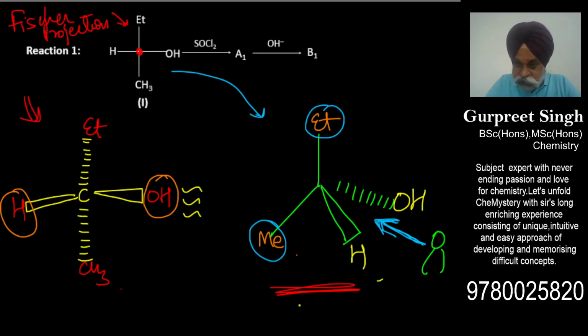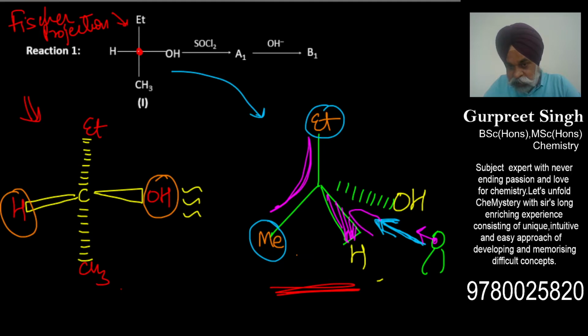Now let me do it in the reverse way. If you have this sort of a structure, how do you see it? You have to place your body, or your eye, in the center, between the group which is coming outward and the group which is going inward, and see it this way, so that this line becomes a vertical line and this becomes a horizontal line. This is the best way to see the 3D molecule, or to convert 3D into Fischer or Fischer into 3D. So this is one way.